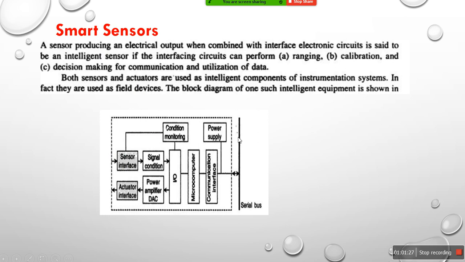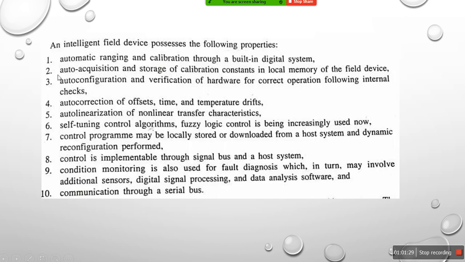So that's what I have explained, and now I am going to explain automatic ranging and calibration through a built-in digital system. Just now I told you that with automatic ranging and calibration, once you put the range for any device, then it has to set itself. When it is going beyond the range, it has to calibrate itself. And similarly, auto acquisition and storage: for each and every equipment you have to develop an auto acquisition unit which consists of all the storage constants or all the calibration constants. And similarly, auto configuration and verification of the hardware for correct operation following the internal checks.